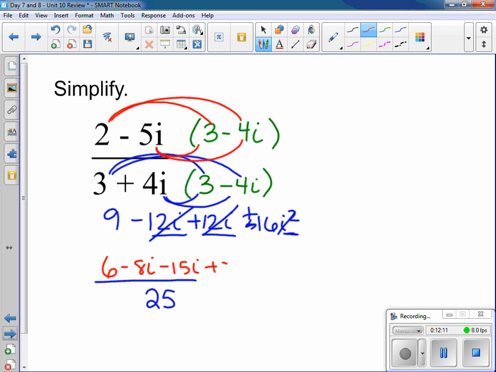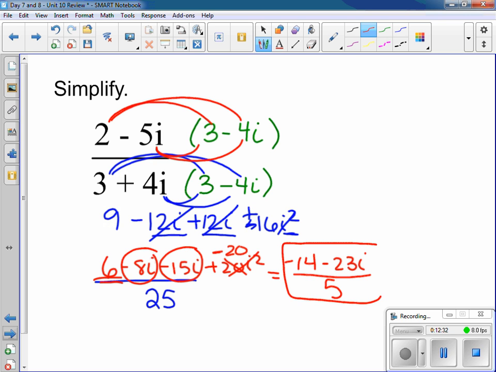And positive 20i squared. And I'm just about done. I just have to simplify the top. So -8i and -15i is -23i. And then 6 plus 20i squared is the same thing as minus 20. Okay, so 6 minus 20 is -14. And my denominator is still 5. And this is an example of one that cannot be simplified.